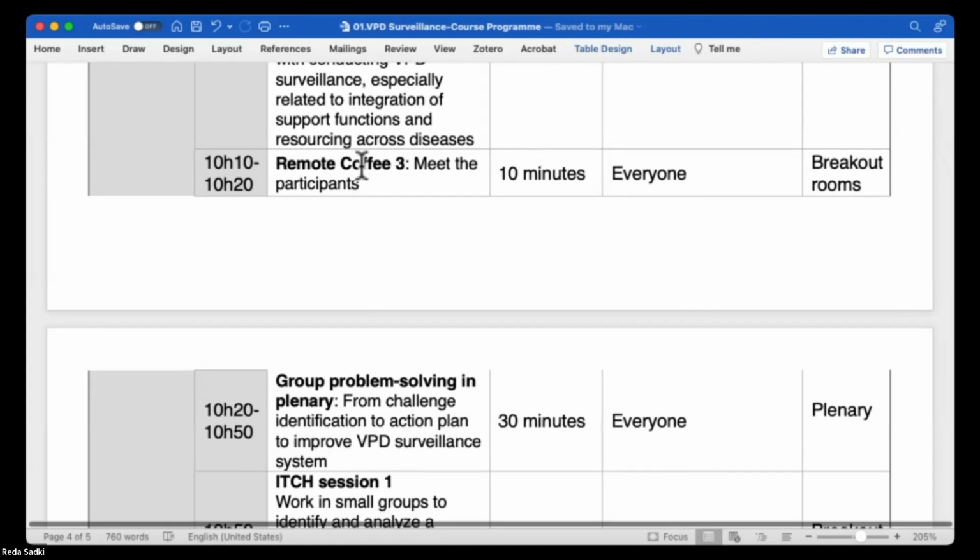We are going to go into a new remote coffee. So you will be going into your breakout group. In principle, you should find the same people that you met in the first remote coffee during the opening ceremony. If not, no big deal. This is the group that you will be working with throughout the rest of the day.